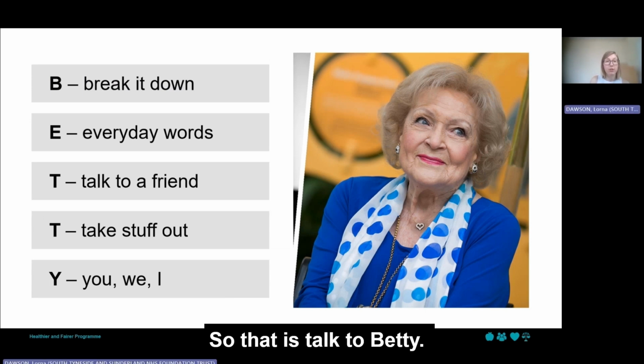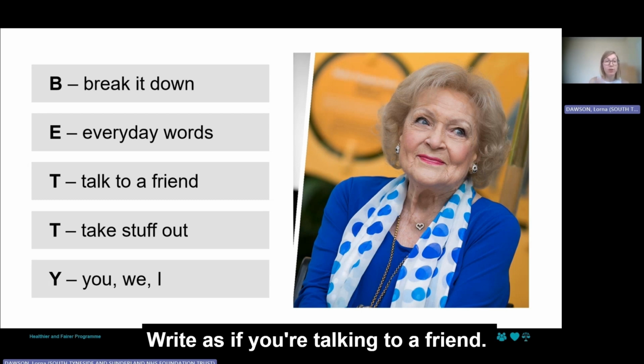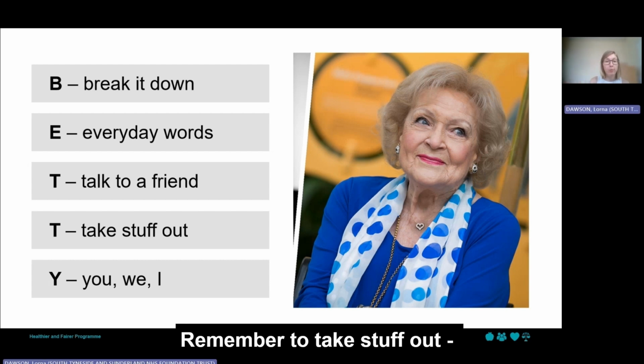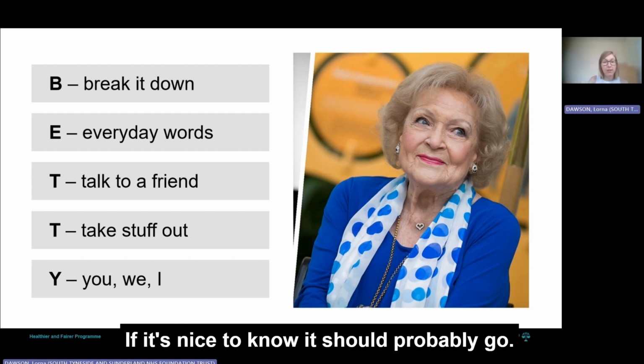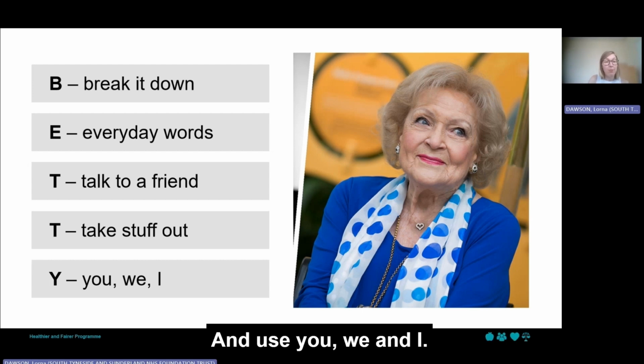So that is talk to Betty. So B for break it down, use everyday words, write as if you're talking to a friend. Remember to take stuff out, things that if it's nice to know, it should probably go. And use you, we, and I.